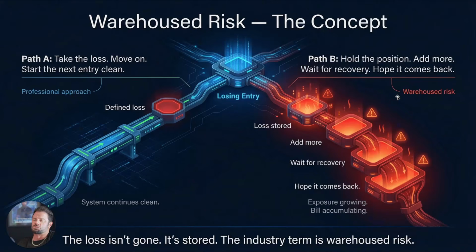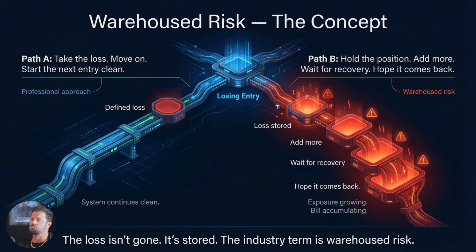So, what is warehouse risk? Okay, what's this concept? Let's talk about 2 paths. Excuse me, path A and path B. All right, path A is what professional systems do. It's very clean. It's very simple. When a system is losing a trade and decides that loss, it knows it's wrong, it takes the loss. It has a defined loss and it just takes it. Okay, it's very simple. Warehousing risk is when systems hold positions, add positions, and wait for that recovery. Okay. They hope it comes back.